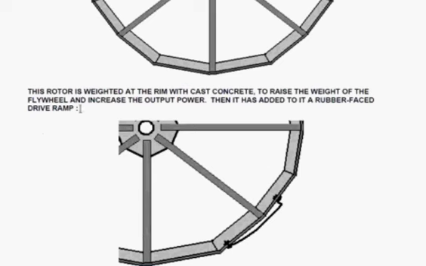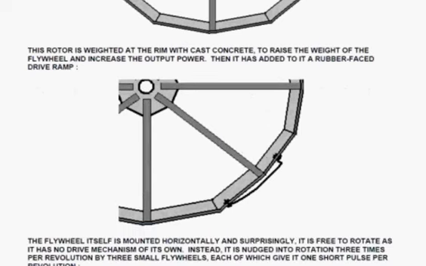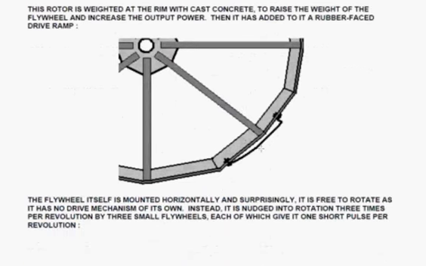Right. This rotor is also weighted at the outside edge with concrete, which I haven't shown. But the cunning bit is it has a drive strip here. And the drive strip sticks out beyond the rim of the wheel. Now, this wheel is mounted horizontally. And surprisingly, it's just free to rotate. It doesn't have any form of drive other than this drive strip.